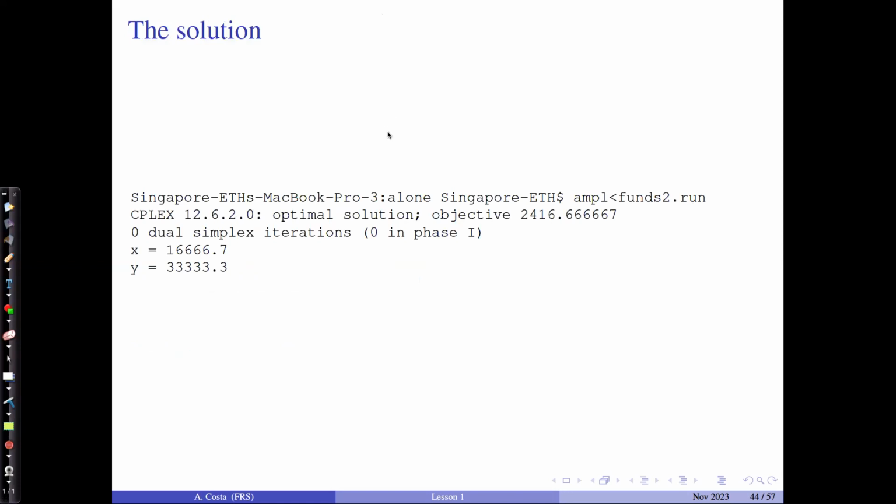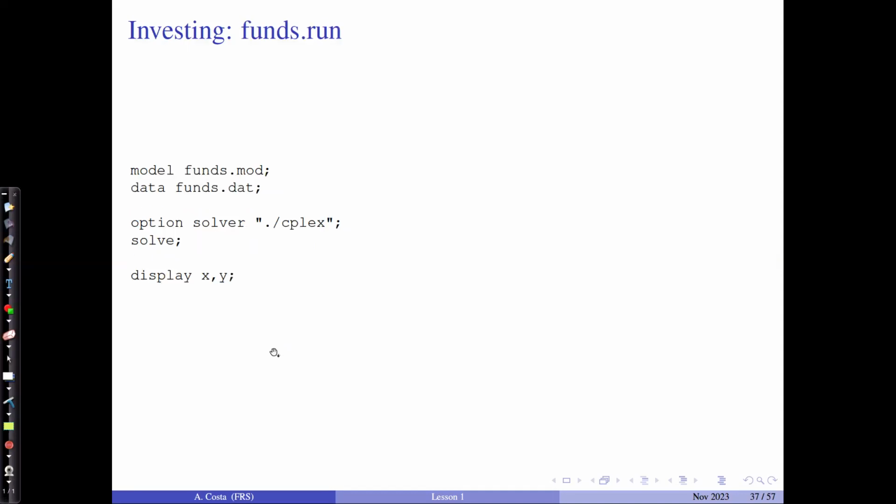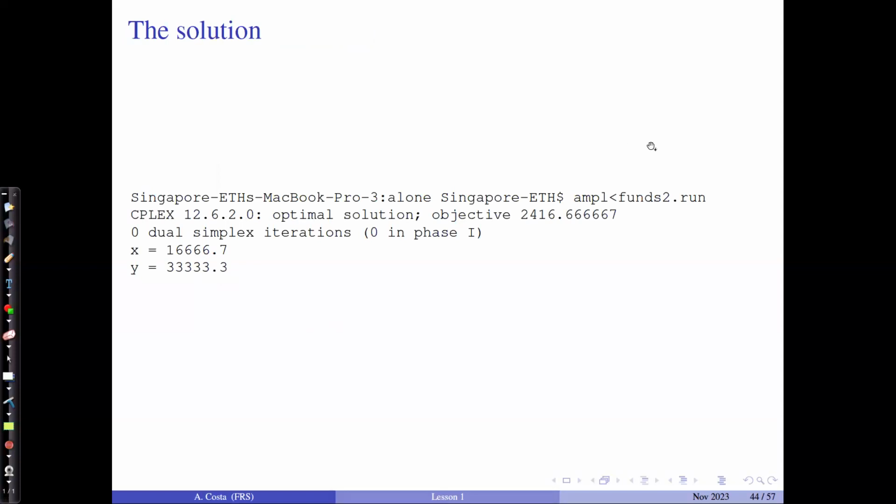So there is something that I want you to notice here. It's true that the funds are allocated 1/3 and 2/3, right? So it's one third to X and two thirds to Y, because Y is the best. And there is something else here also. Look at the objective function value. You remember the value before? Let me go to, where is it? This one. Remember here, the objective function was 2,500, right? The new problem we solve is 2,416 point something.